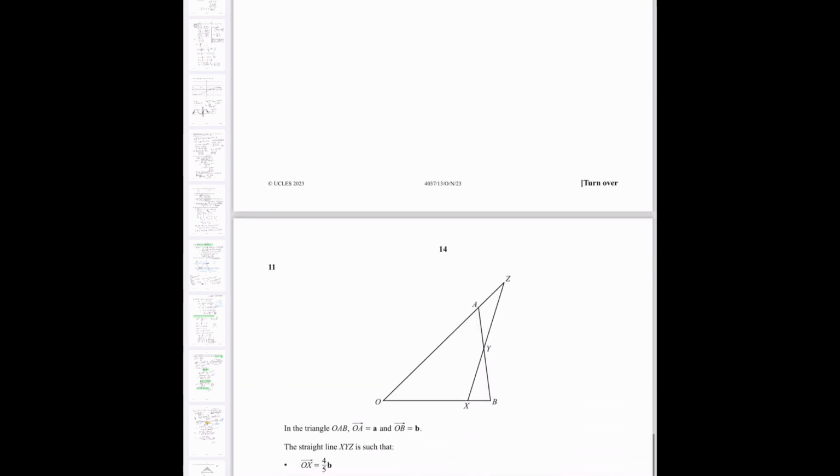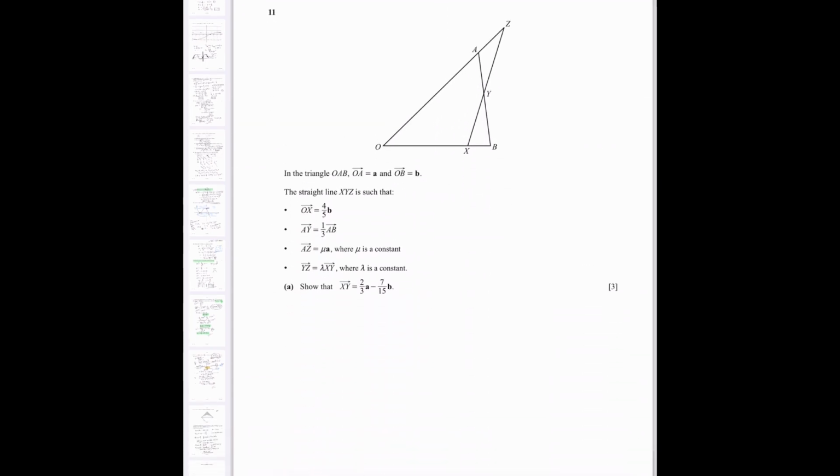So there is an additional working space given for question 10. Now let us try to solve question 11. This is from vectors.